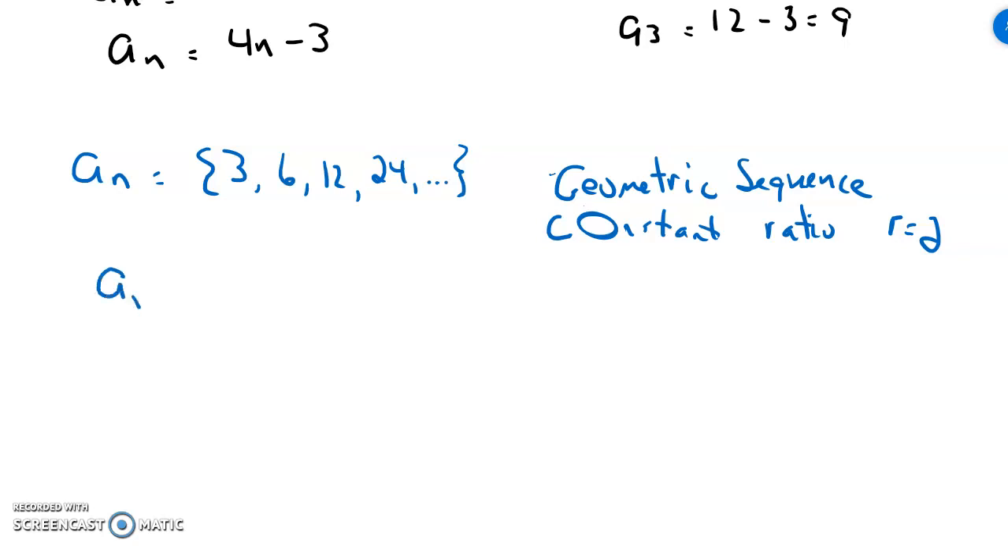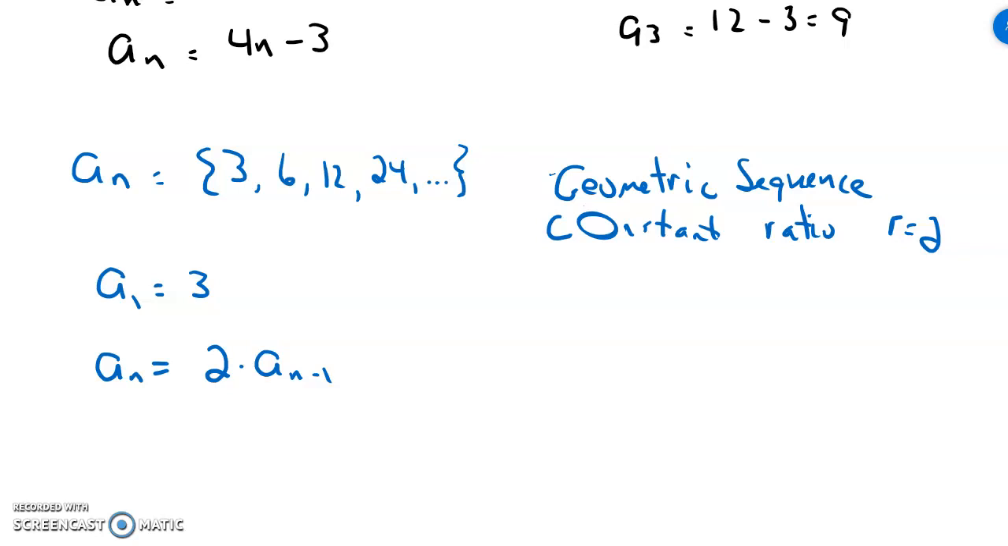So again, I need to define what my first term is. In this case, my first term is 3. And then the next term is 3 times 2, which is 6. 6 times 2 is 12. 12 times 2 is 24. So I'm always multiplying by 2. So how do I say take the previous term and multiply it by 2? I say take 2 times the term before it. All right, so if the first term is 3, the second term is 2 times 3, which is 6. The third term is 2 times 6, which is 12, and so forth.